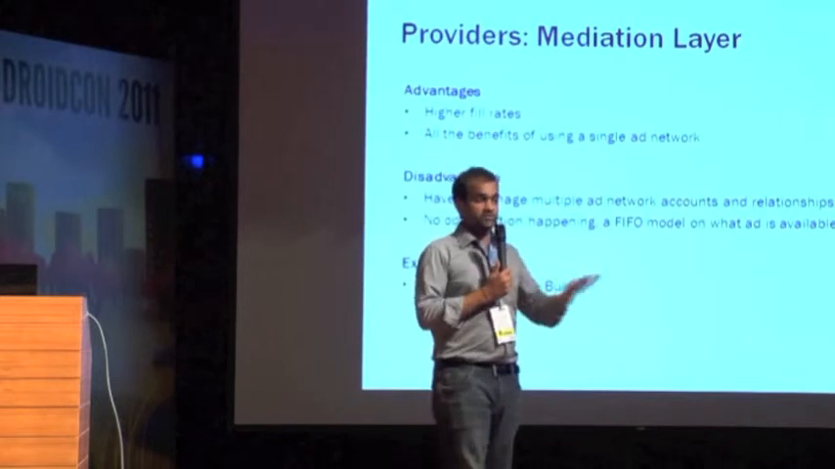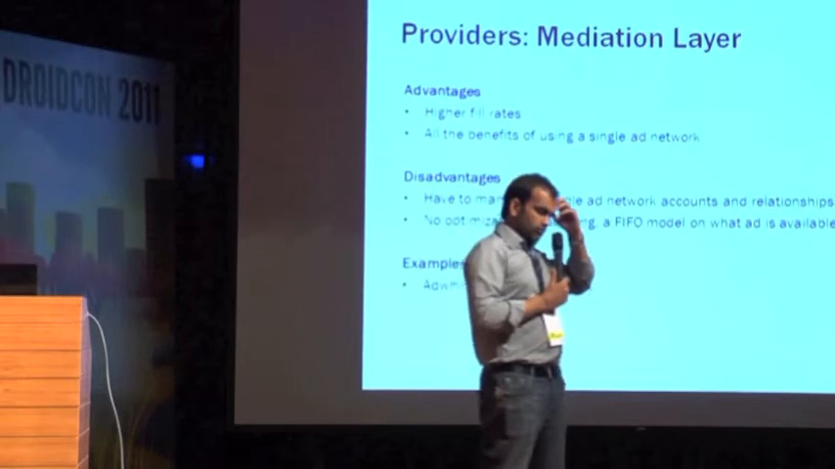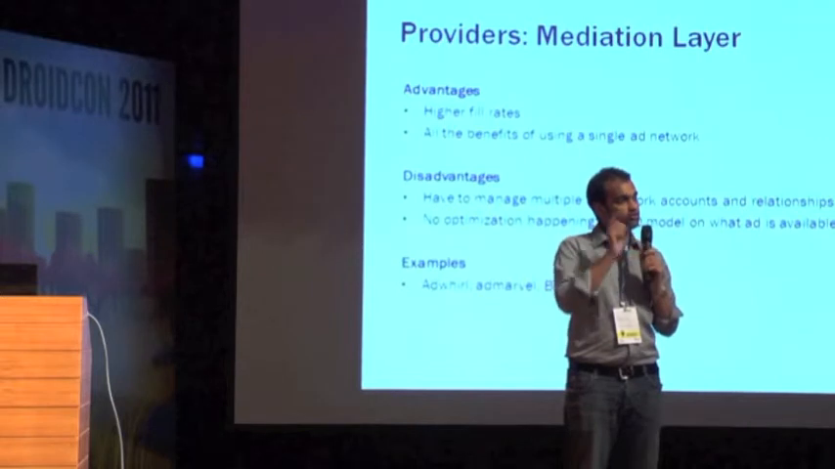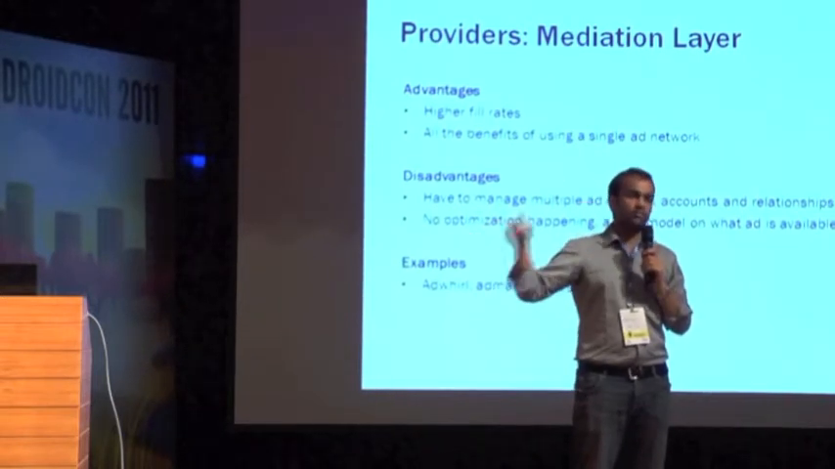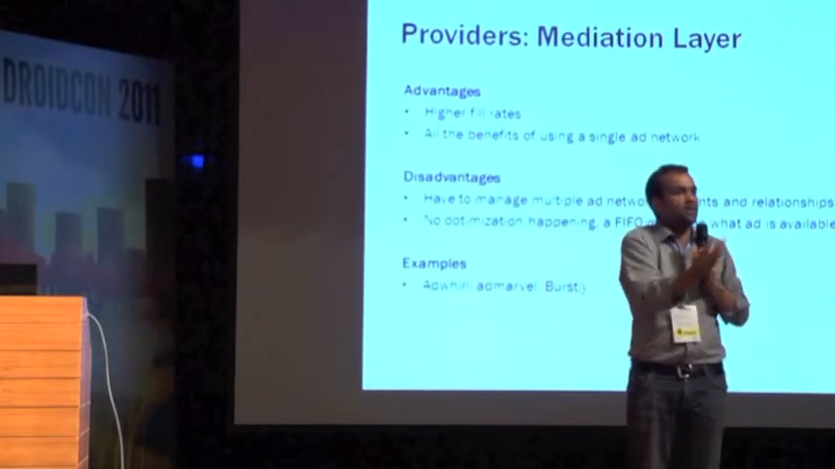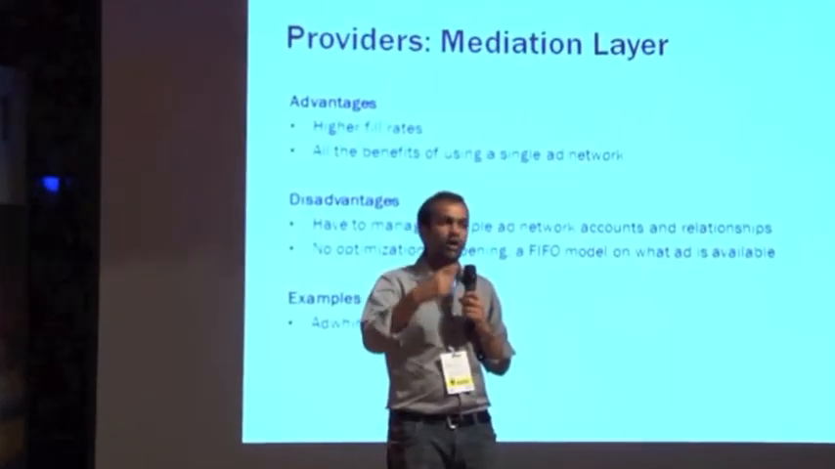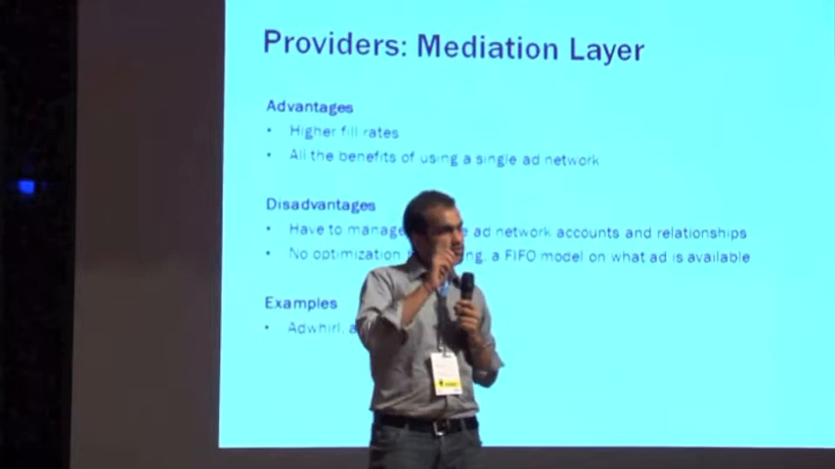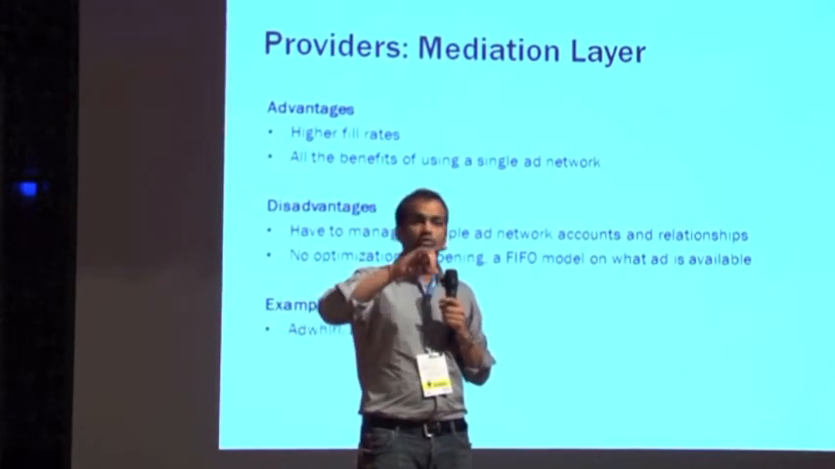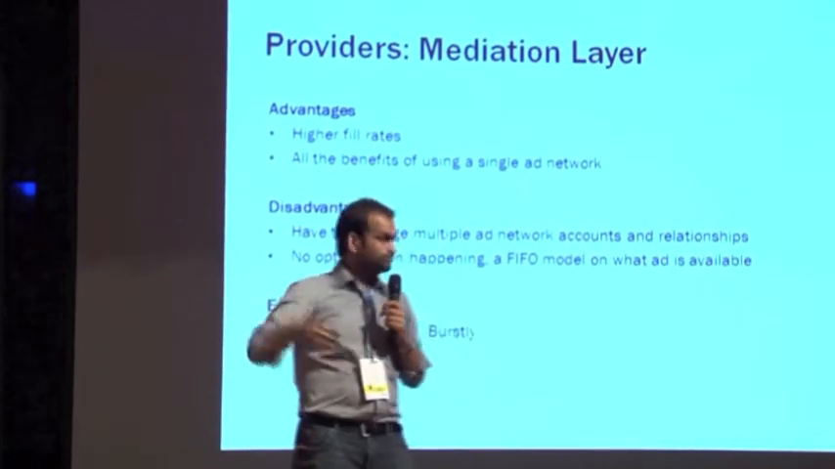Higher fill rates, of course, since you're using multiple providers. What this does is, even though you're using this layer in the middle, you still are directly interacting with the ad network, because in this case, you're managing your own accounts in the ad network, and there's no single optimizer taking care of you. All that this technology does is basically make sure that your ads are flowing all the time. So you still have your direct relationship as a publisher with the ad network. You still have all the benefits that you would have with a single ad network, but in this case, there are multiple ad networks.